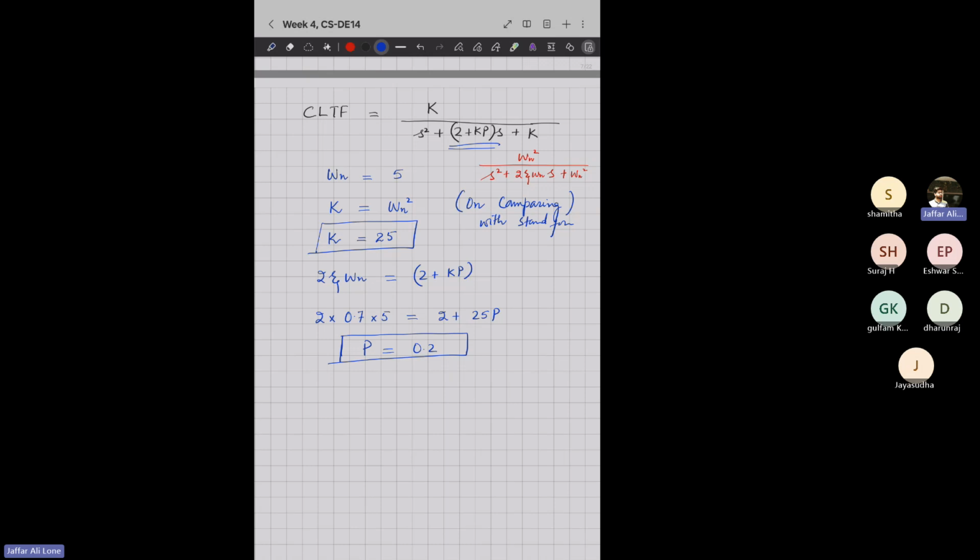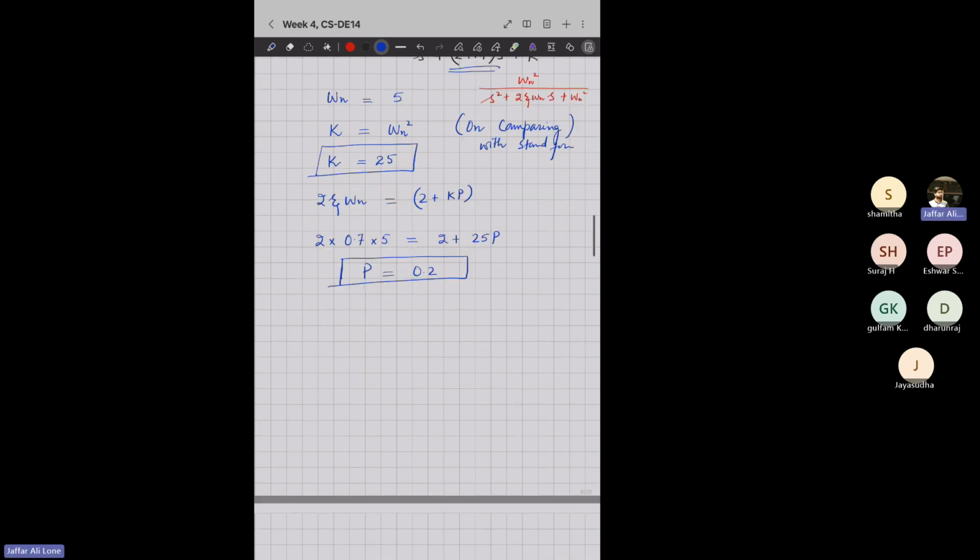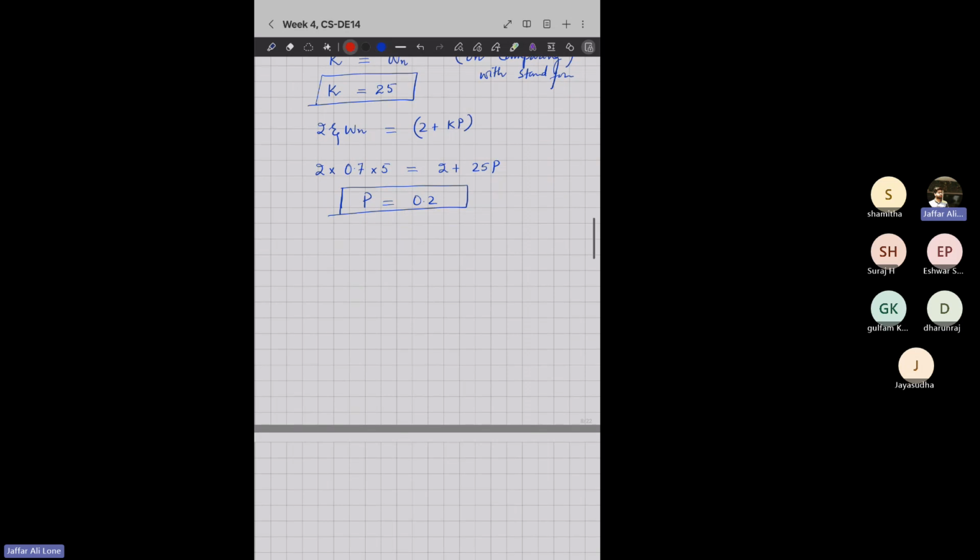What you had to do, you just had to write the system closed loop transfer function, and after that, just compare, and you're done. Anybody has any question till now? Because now we will gradually increase the difficulty level. If you have any question, just tell me at this point.